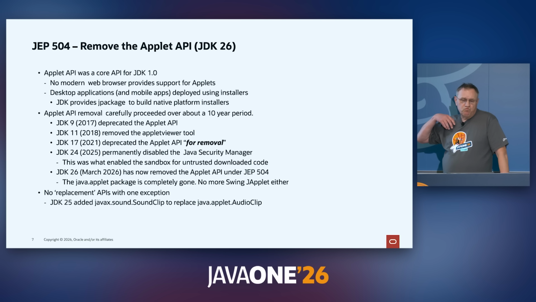And we went and ripped out a lot of code as a result of that too. JDK 26 has now removed the applet API. JEP 504 is the guilty JEP. It's enhancement proposal, whatever. Anyway, so yes, it's gone. And any class that actually referenced an applet, any method or class that referenced the applet API is gone. So Swing's JApplet is gone too.